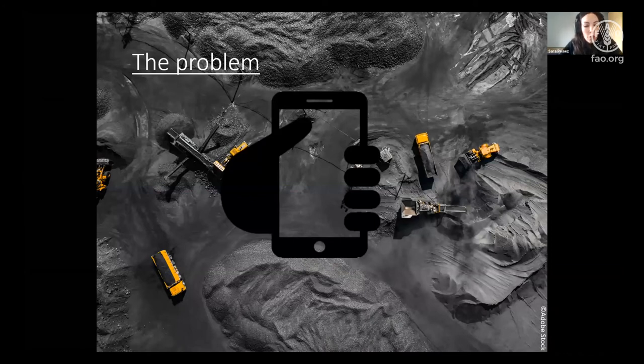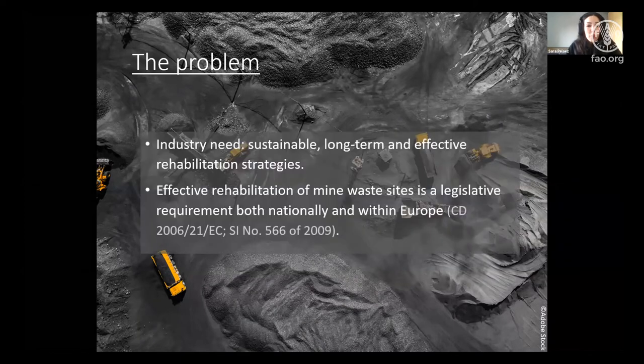As you all might know, mining is a necessary but very controversial activity. Most of the commodities we enjoy in our daily life highly depend on metal mining. Let me just give you an example. Do you really know where the materials of your mobile come from? I can tell you that more than one half of all the components are coming from minerals and metals coming from a mine. However, metal mining is one of the most ecologically damaging activities worldwide. So that is why industry needs to come up with sustainable, long-term, and effective rehabilitation strategies.